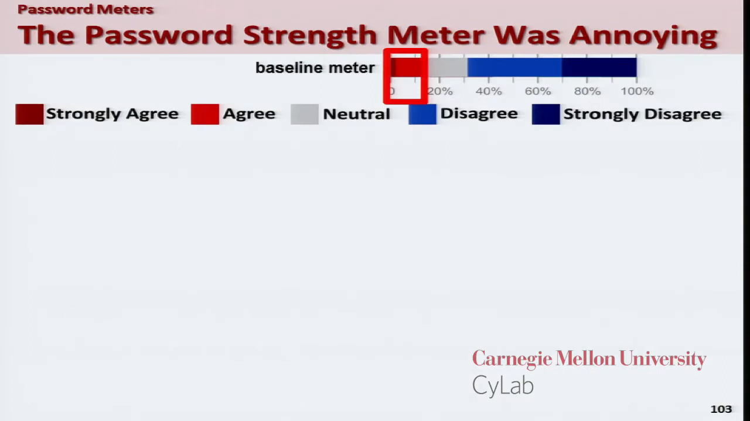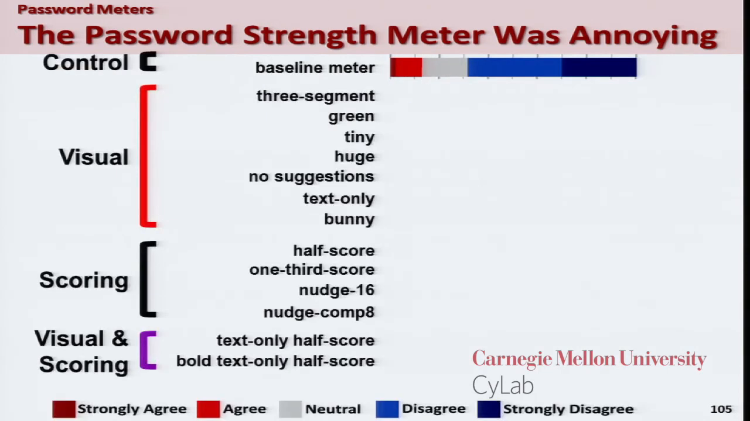A graphical representation of this. So here again, we're representing the participants' agreement with the question. The password strength meter was annoying. Red indicates agreeing, blue indicates disagreeing. So ideally, we would want to see more blue than red.